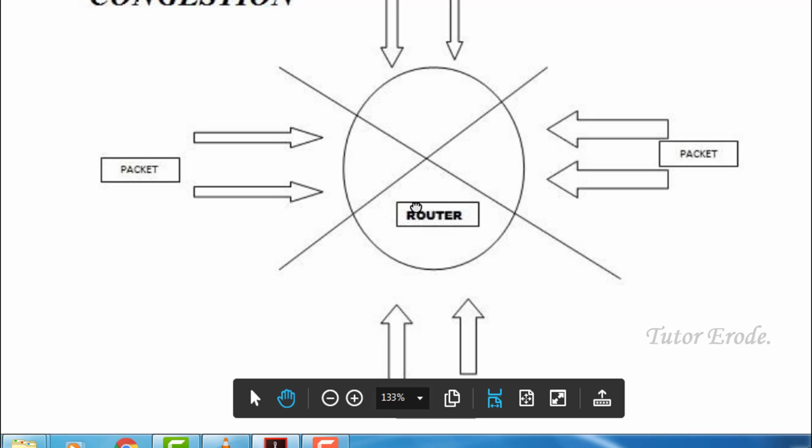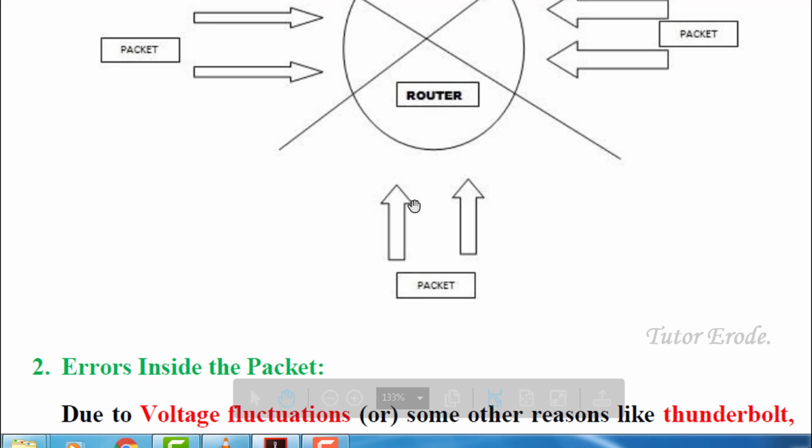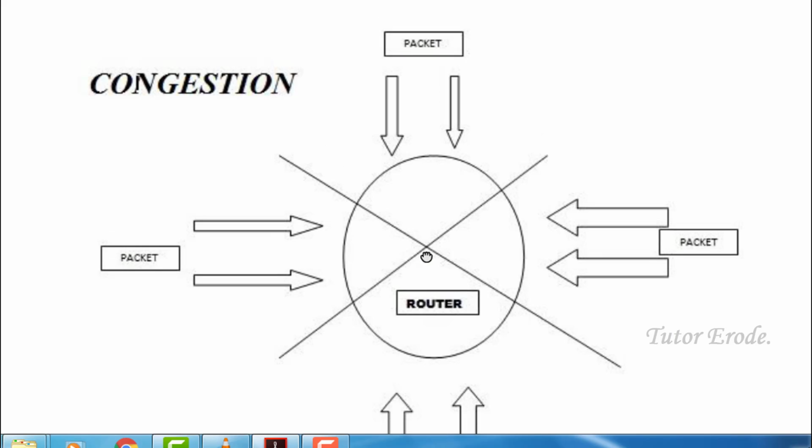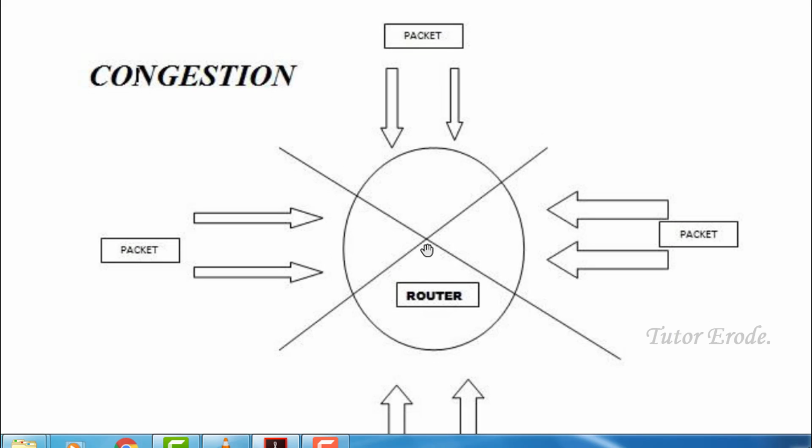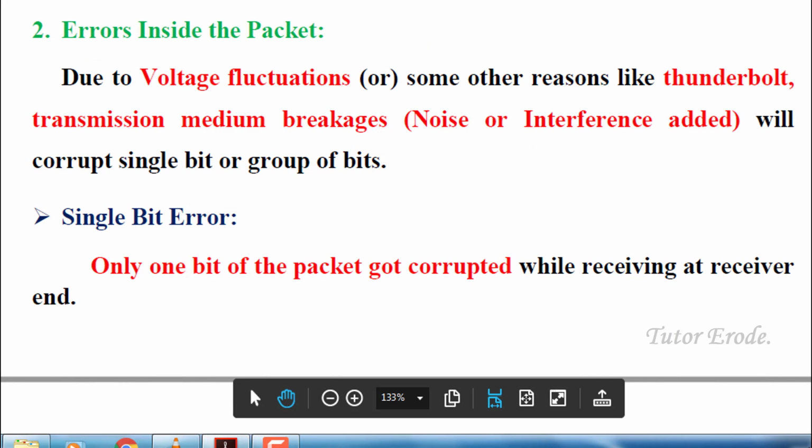We use a lot of flow control mechanisms like stop and wait ARQ and selective repeat ARQ between network devices. Because of these mechanisms, the sender receives the discarded packet message, so it will retransmit the packet again. Really, it happens automatically between network devices. So we are not going to discuss much about this topic here. We are going to discuss the second kind of error, that is errors inside the packet.